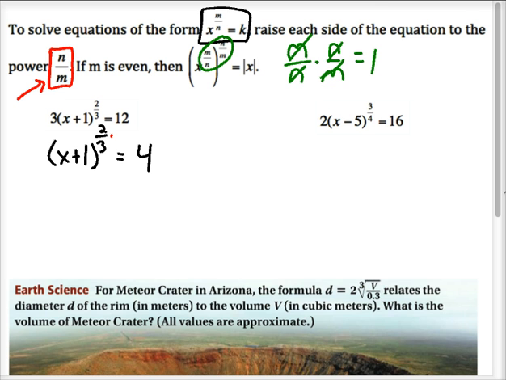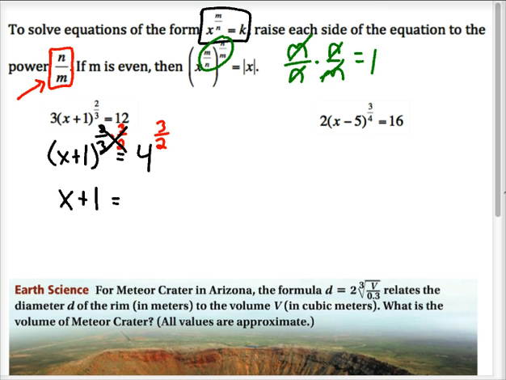So, reciprocal power. So what does that do? Well, it cancels off that one.